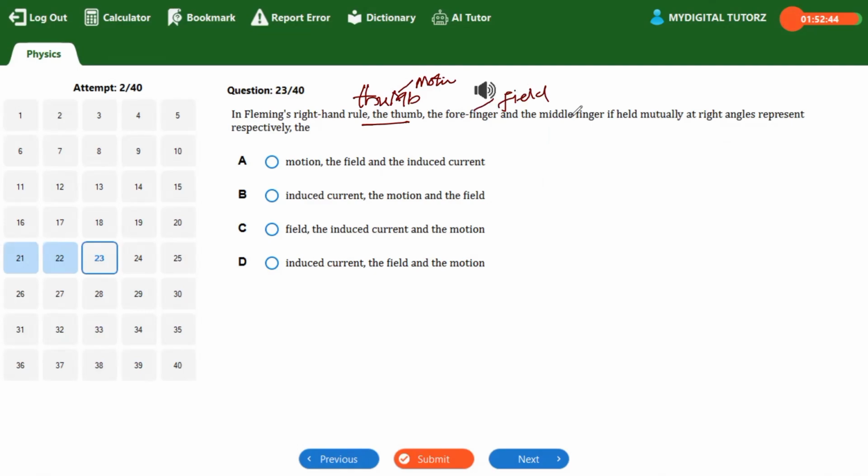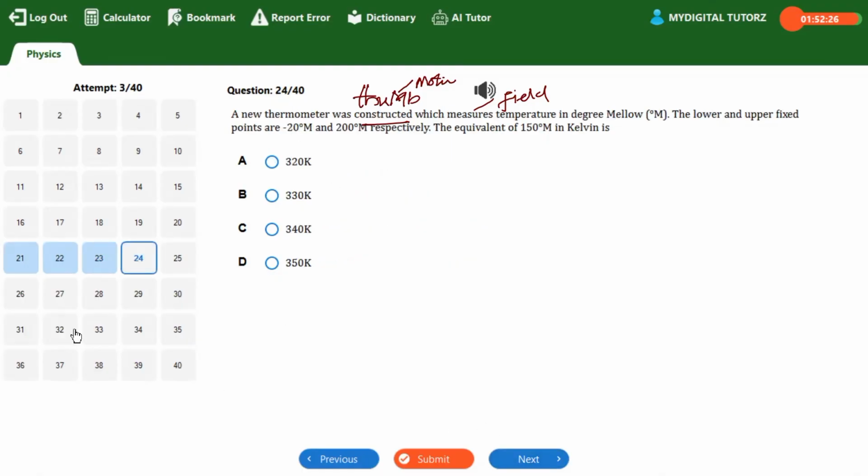And the second finger, the middle finger, right? The middle finger represents what? The current. The middle finger represents the current. So the correct answer, for the induced current, is option A. Exactly. So the next thing is question 24.